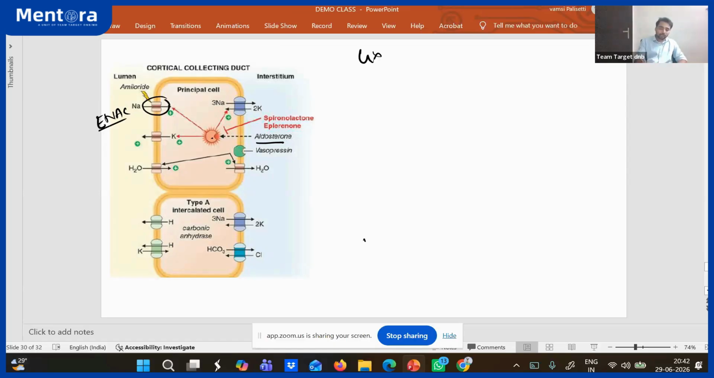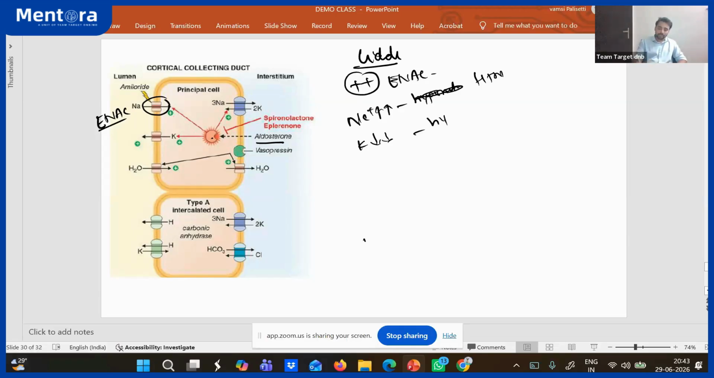Now in Liddle syndrome, what is going to happen? Liddle syndrome, there is positive stimulation of ENaC channels. If there is stimulation of ENaC channels, what is going to happen? Your sodium is absorbed more and more. Similarly, potassium is excreted more and more. So you'll have hypernatremia, hypertension, and hypokalemia. And you have metabolic alkalosis. Because it is the one which is generating bicarbonate, bicarbonate is also getting absorbed. So metabolic alkalosis.